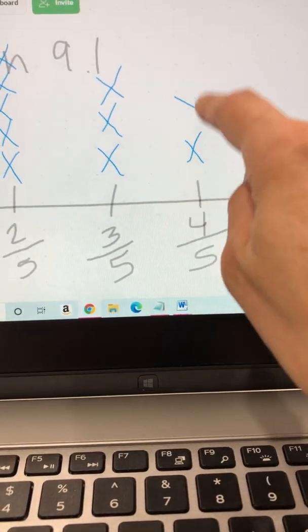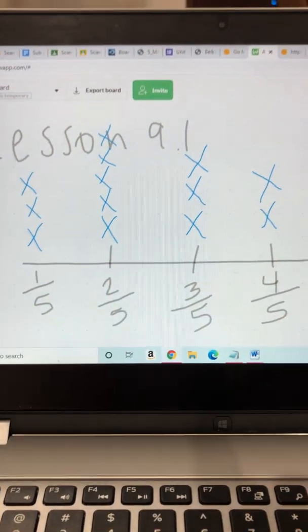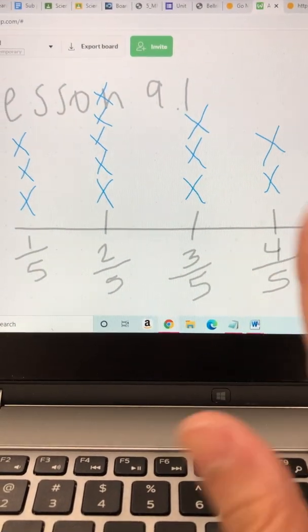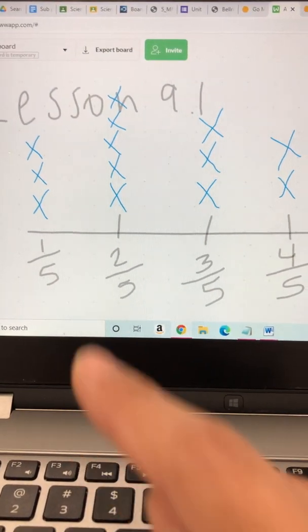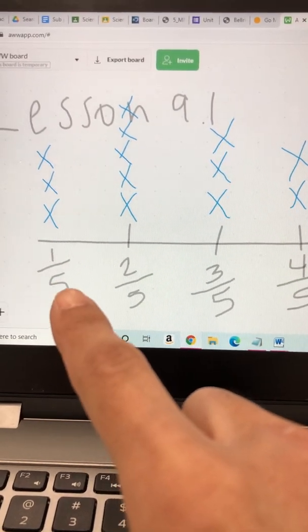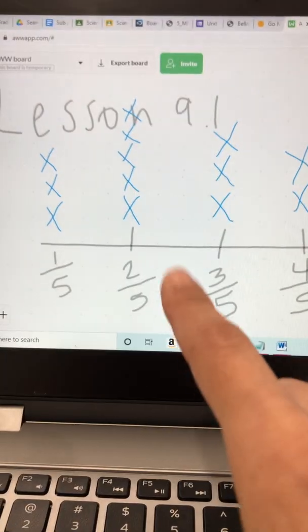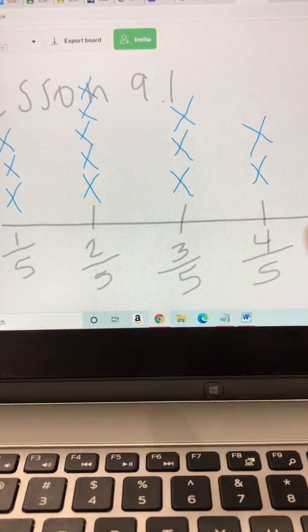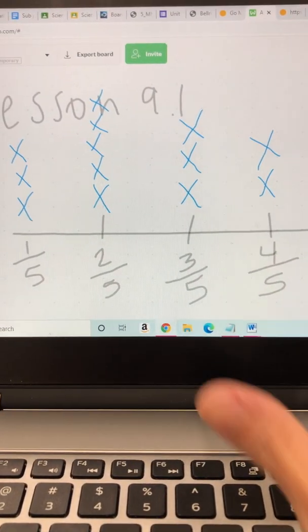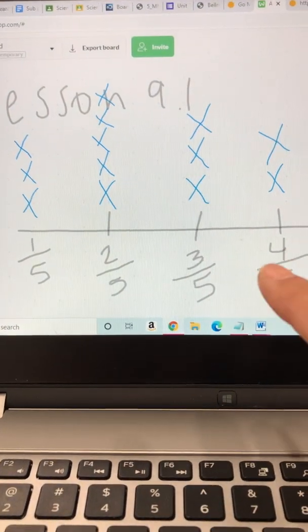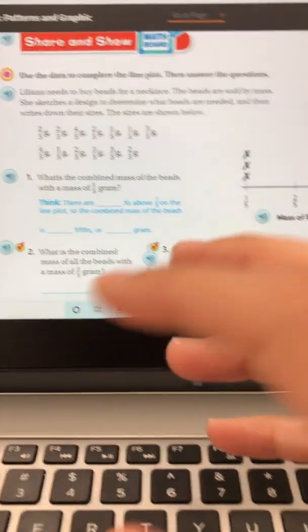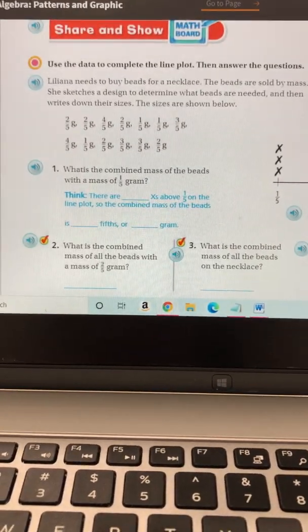So that's pretty much how we plot in line plots. Very simple. All you have to do is count up how many 1/5 we have in that sequence and put the x's. Do the same thing for 2/5, put your x's. 3/5, how many? 4/5, how many? This is the basics. This is the easy part. Now, when they start asking us to solve, this is where we have to pay a little bit more attention.